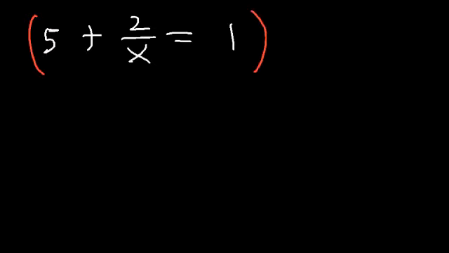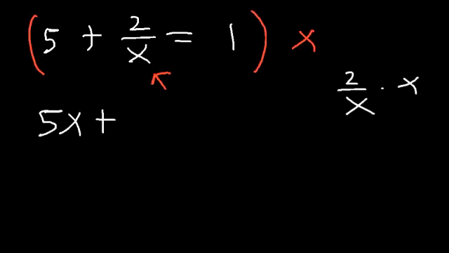So now let's talk about solving equations that have fractions in them. Let's say you have 5 plus 2 over x, and that's equal to 1. How can you solve for x in this equation? What I would recommend doing is multiplying both sides by the common denominator. There's only one denominator here, so let's multiply by x. You've got to multiply everything by x. 5 times x is 5x. 2 over x times x, the x variables cancel, so you're left with 2. And 1 times x is x.